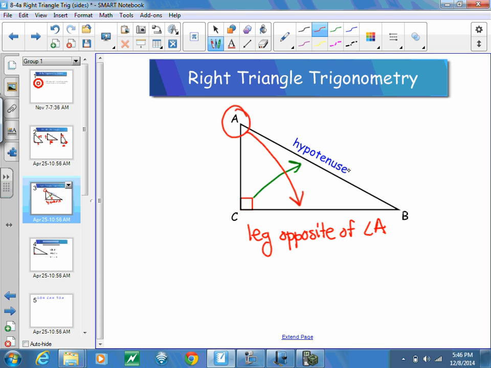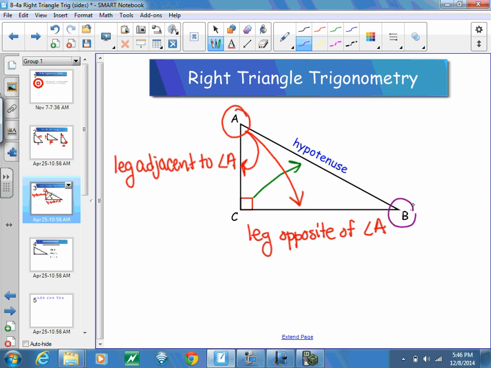Then we have the hypotenuse, and the name of the hypotenuse never changes. The other leg, which is right here, is right next to angle A. And so we say that this is the leg adjacent to angle A. So you have your opposite side and you have your adjacent side, and then we have our hypotenuse.